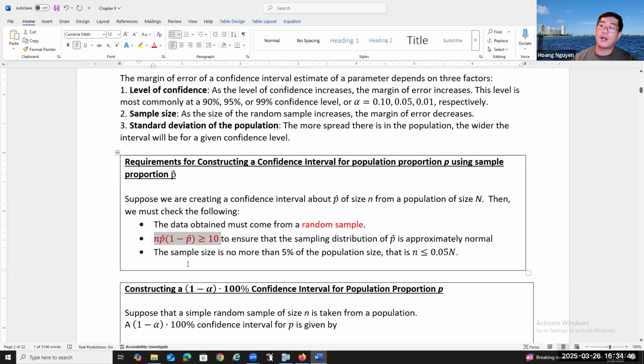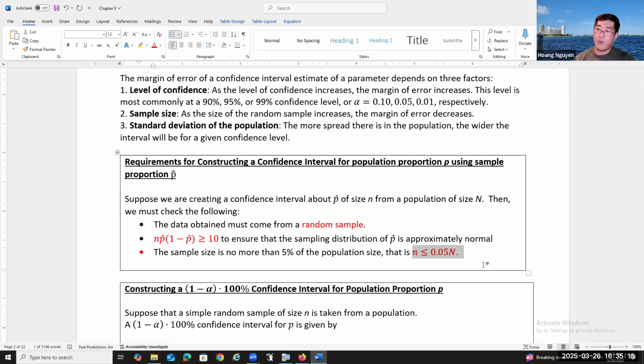Now, the third requirement that we want to make sure of is that the sample size is no more than 5% of the population. So the sample size, lowercase n, is no more than, which means less than or equal to, 5% of the population, uppercase N. These are the three requirements that we need to check first before we can move on to the calculation of the confidence interval to estimate the population proportion.